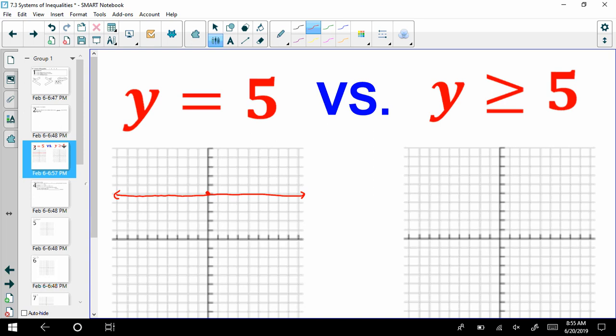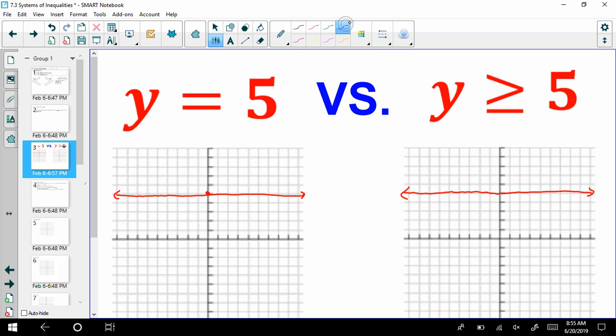Now, if I wanted to graph y is greater than or equal to 5, I would still graph my horizontal line at 5, except that's not the answer. If I said, tell me something that's greater than or equal to 5, you could say 5 because that's equal to 5, or you could say 6, or 8, or 5,000, or 20.4. There's technically an infinite amount of answers that are greater than or equal to 5.